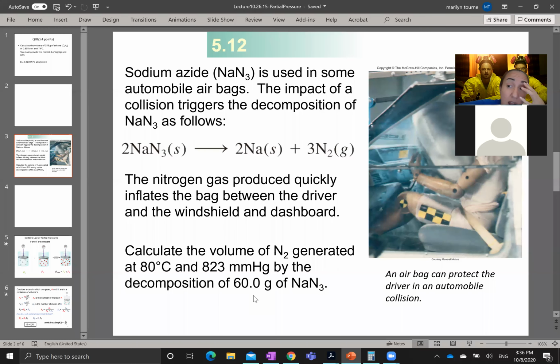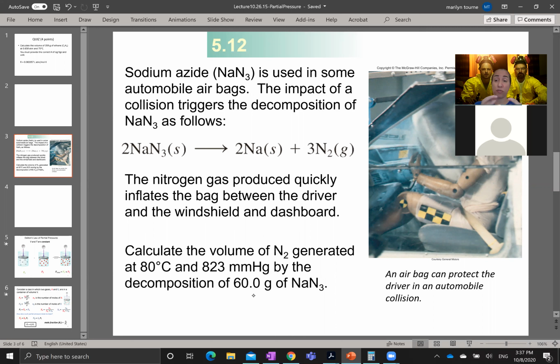So sodium azide, which is the common name of that compound, NaN3. Sodium azide is used in some automobile airbags. The impact of a collision triggers the decomposition of sodium azide, and then they show you the reaction that it undergoes, and then a bunch more fluff. This is all fluff information. You go to the bottom, it actually asks you the problem. Calculate the volume of N2 generated at that temperature and that pressure by the decomposition of 60 grams of sodium azide. So this is a stoichiometry problem.